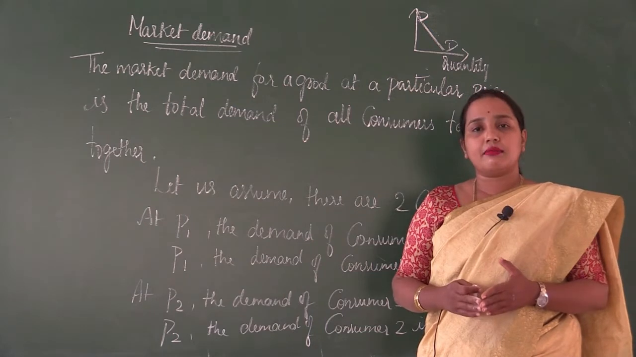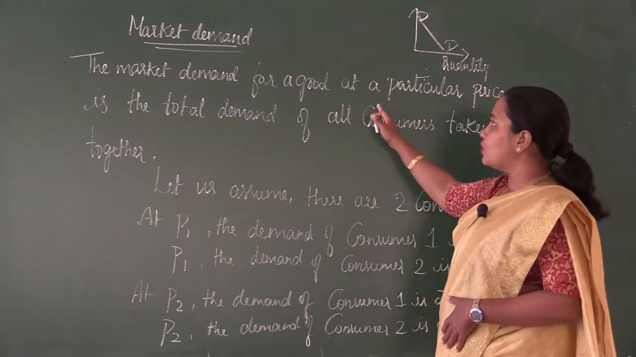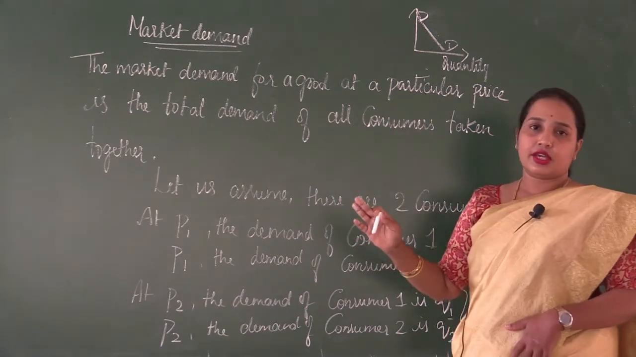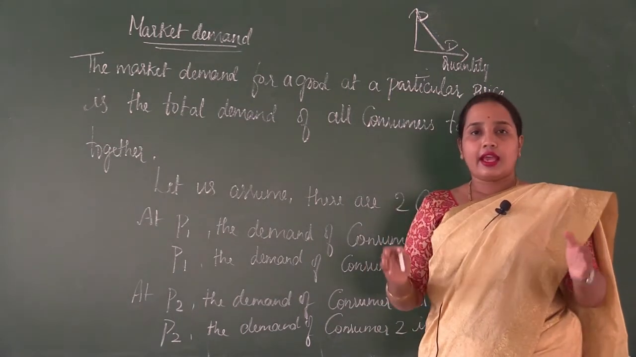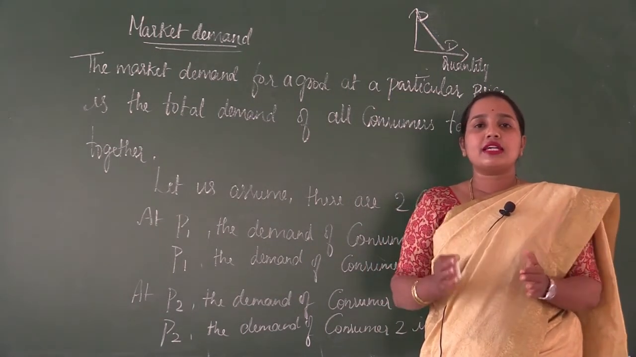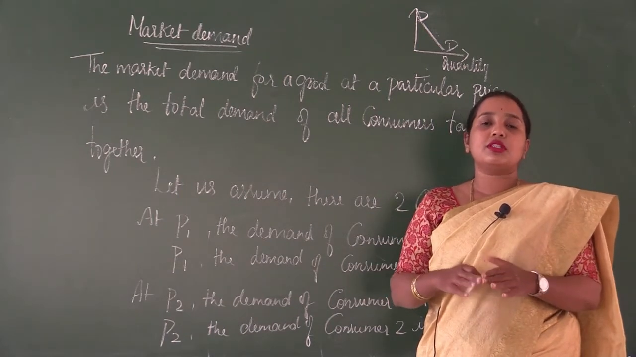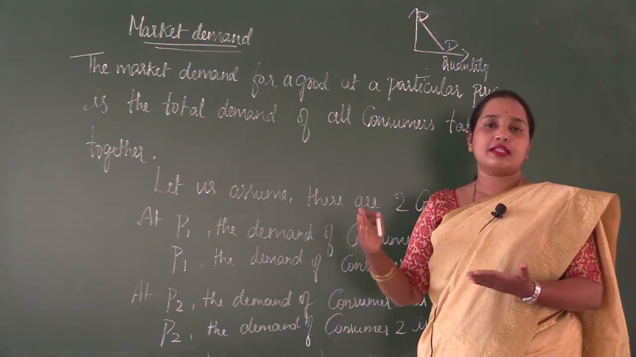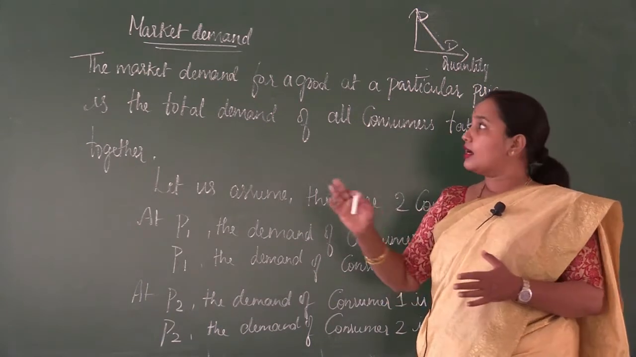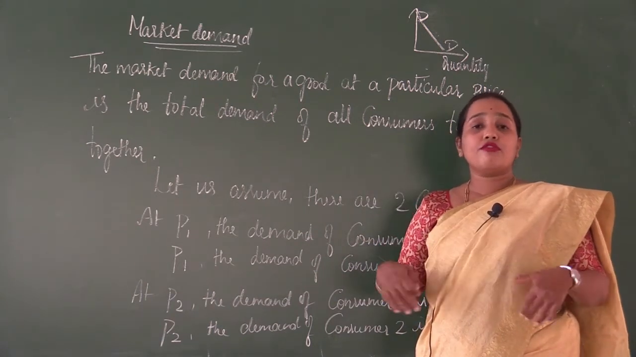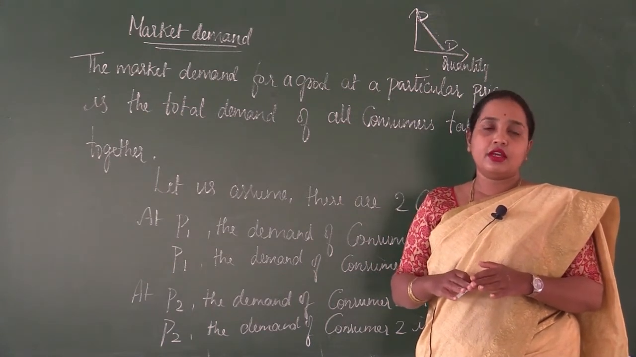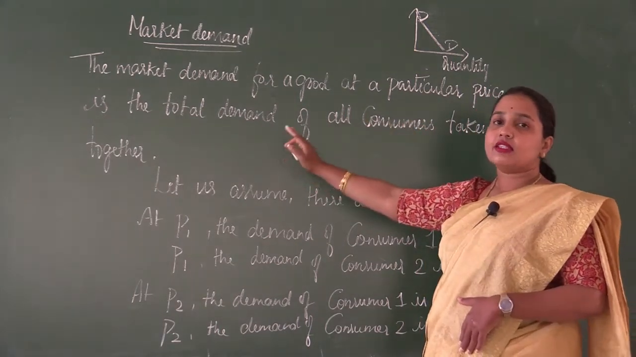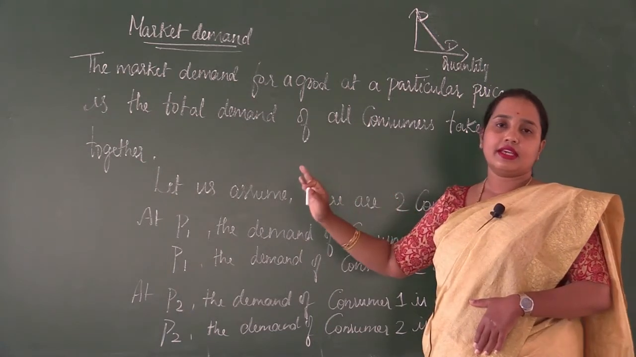What is market demand? You know very well. Market demand for a good at a particular price is the total demand of all consumers taken together. Whatever the consumers that are there to buy a particular good, if we consider the demand of all the consumers, we call that quantity that is being purchased by all the consumers as market demand. To say it again, market demand refers to the demand of all the consumers taken together. So technically speaking, market demand for a good at a particular price is the total demand of all the consumers taken together.